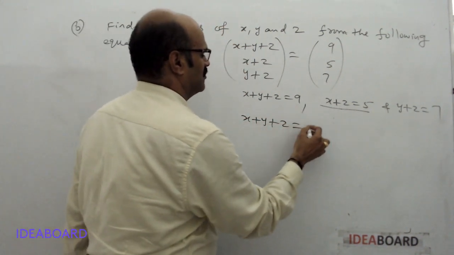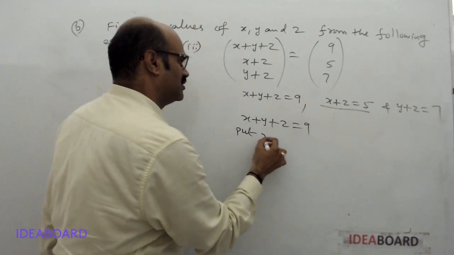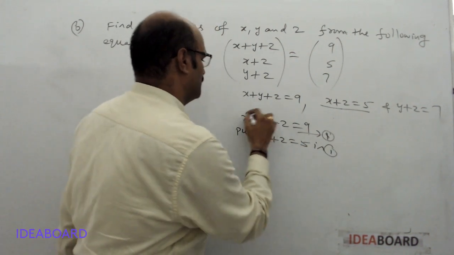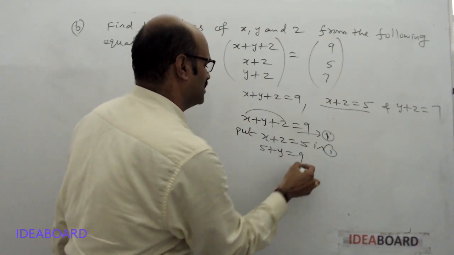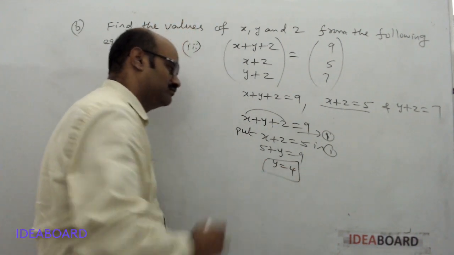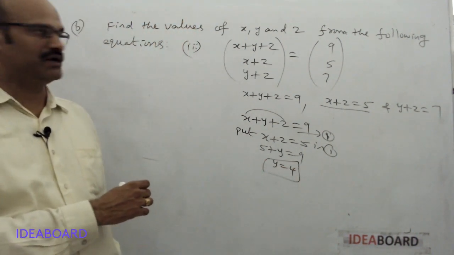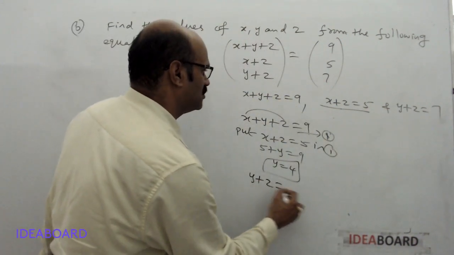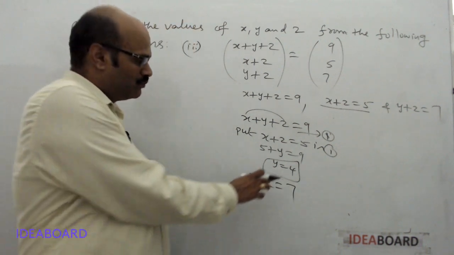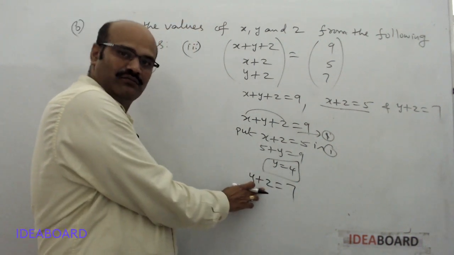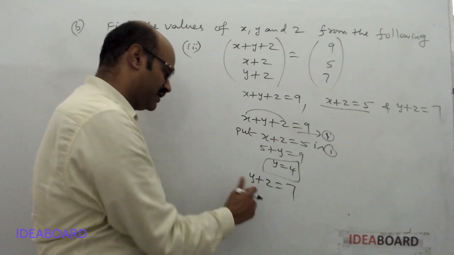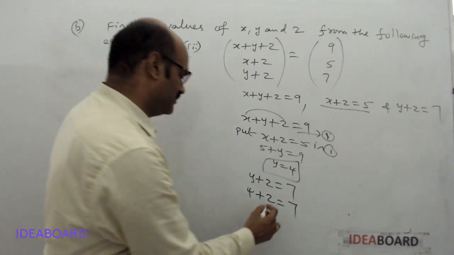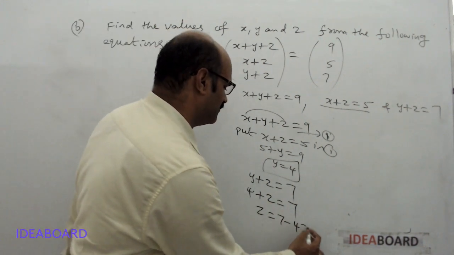Take x plus z equal to 5 in this. X plus y plus z equal to 9. Put x plus z equal to 5 in 1. So it implies 5 plus y equal to 9, y equal to 4. So we got the value of y equal to 4. So it implies y plus z equal to 7. Put y equal to 4 in this equation now. So 4 plus z equal to 7. So it implies z equal to 7 minus 4 equal to 3.